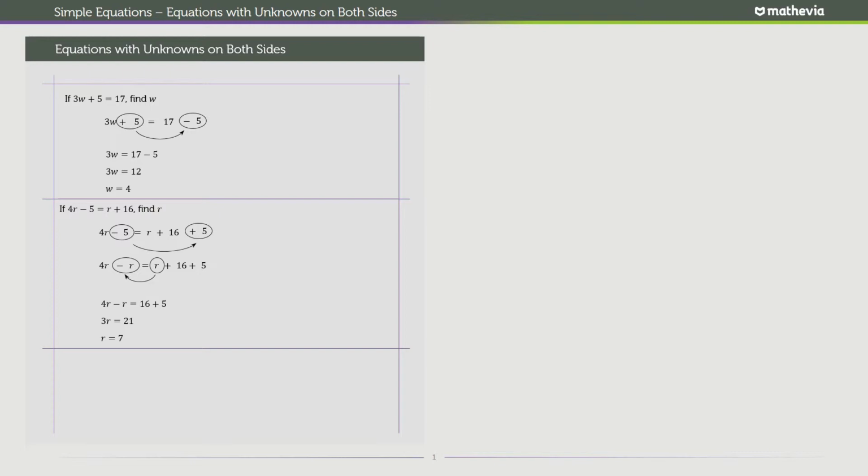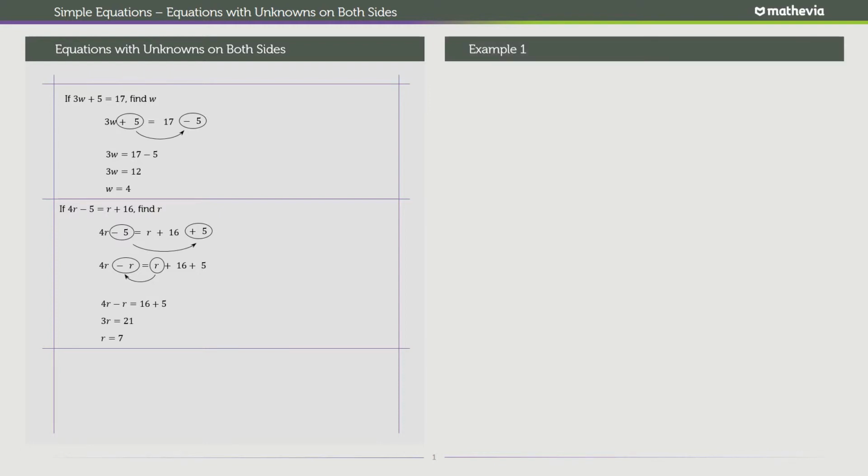Okay, and then you sum the left and the right hand side, and then you go ahead and divide both sides by the number multiplied by the unknown, and you should end up with your answer, in this case r, as 7.